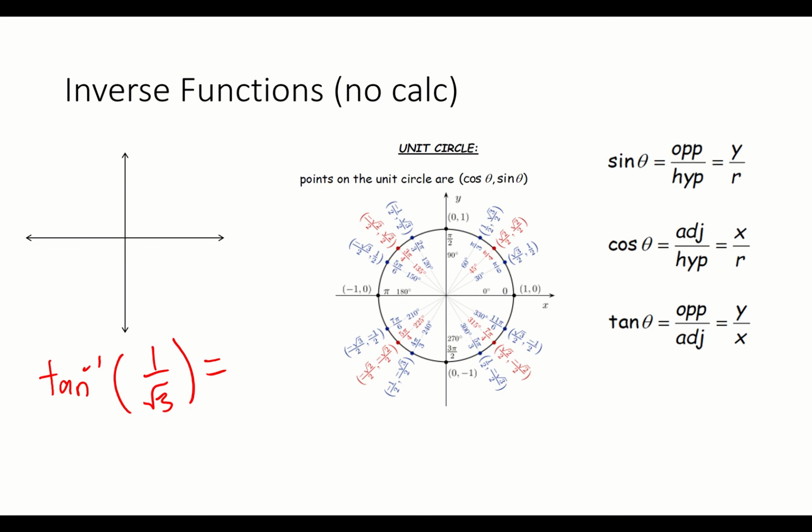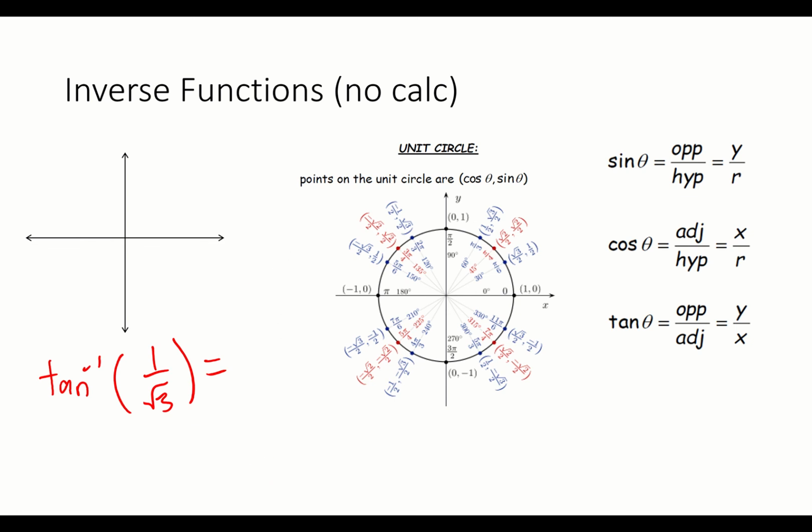Okay, so the input here, the 1 over root 3, that's the side ratio. That's the ratio of sides. The output, what I'm looking for, is the angle. So I'm looking for what angle creates a side ratio of 1 over root 3, where 1 is the opposite side and root 3 is the adjacent side. So the inverse trig functions are giving you information about sides, and they're asking you for the angle.